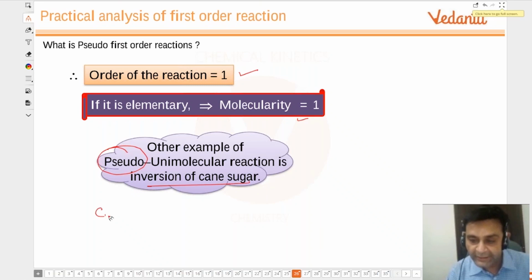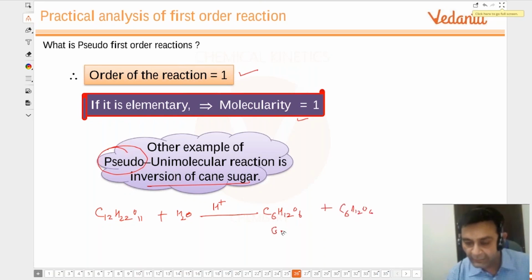Sugar, that is C12H22O11. I have sugar here. I add water here, and we add H positive ion. Now we get C6H12O6 plus C6H12O6. This is the glucose and this is the fructose. This is the cane sugar.